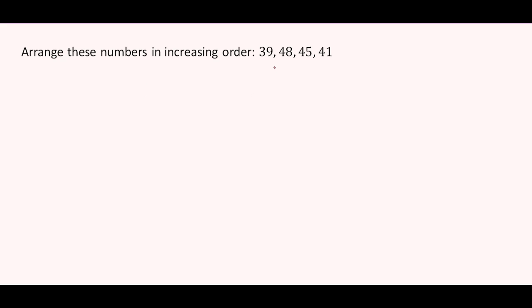So we have these numbers: 39, 48, 45, and then we have 41. Each of these numbers has 2 digits, so we don't have to add a 0 anywhere else. Now, we're going to start from the leftmost digit. We can see that the 4s are greater.